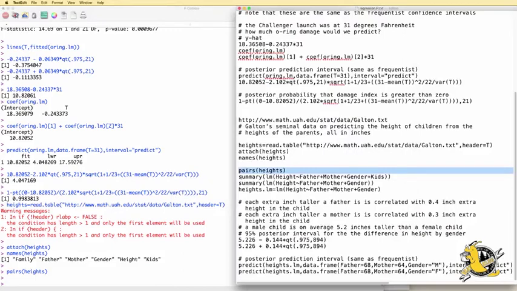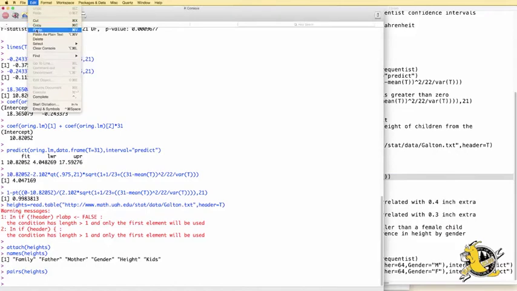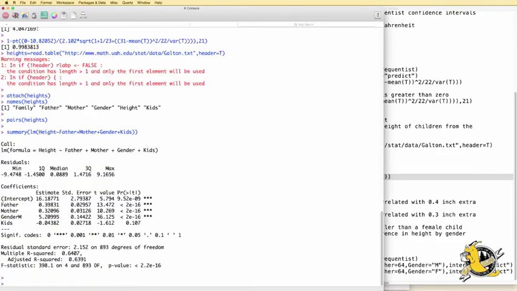Let's look at regression for all these variables in predicting the height of the children. We can see that there's a clear effect for the height of the father, a clear effect for the height of the mother, a clear effect for the gender of the child, but that there's not such a clear effect for the number of kids in the family.